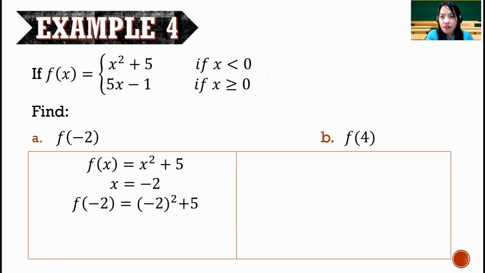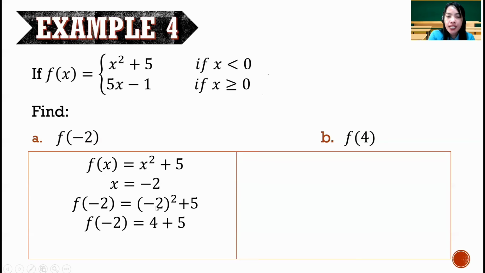Now, we are going to evaluate the given function at x equals negative 2. That is f of negative 2 equals the quantity negative 2 raised to the power of 2 plus 5. Simplify. F of negative 2 is equal to, since the negative is inside the parentheses, it is included in the 2 that is raised to the power.